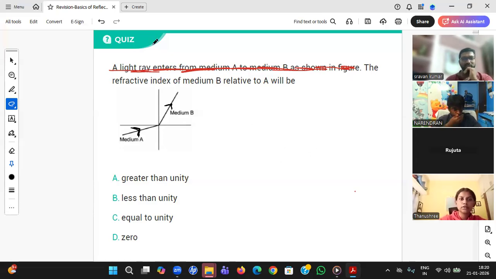You can see the light is moving from medium A to medium B. Tanish, very good. Narendran, good. Mega, good.